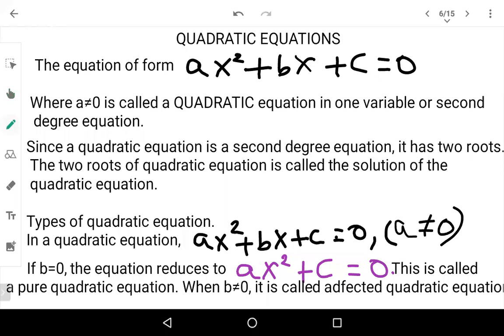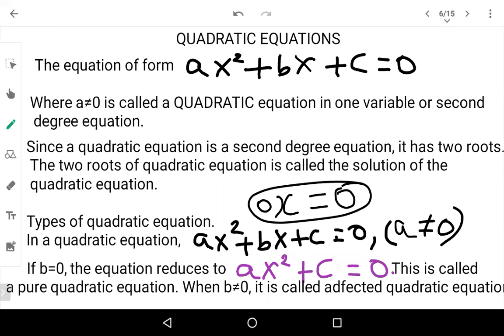If b is equal to 0, then 0 into any variable or any number will be resultant 0 only. Correct? Any variable into 0 or any number into 0 is 0 only. So in this scenario, if b into x becomes 0, that is, if the b value is 0, then it is called a pure quadratic equation.